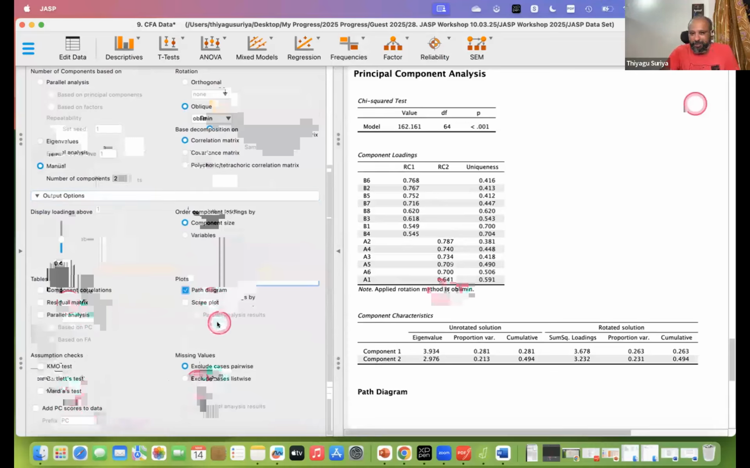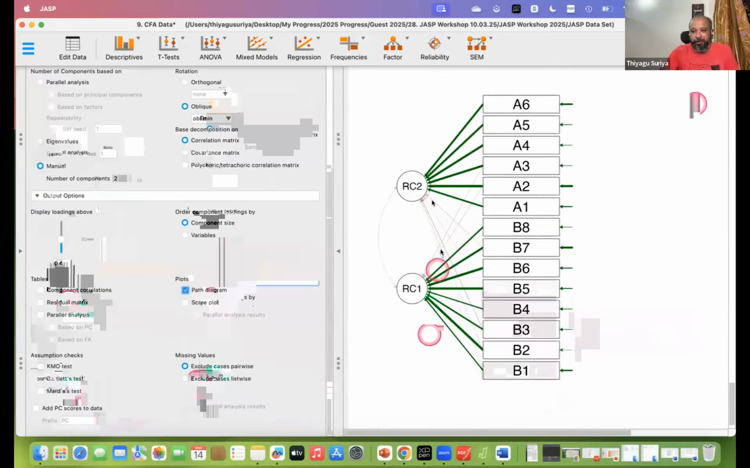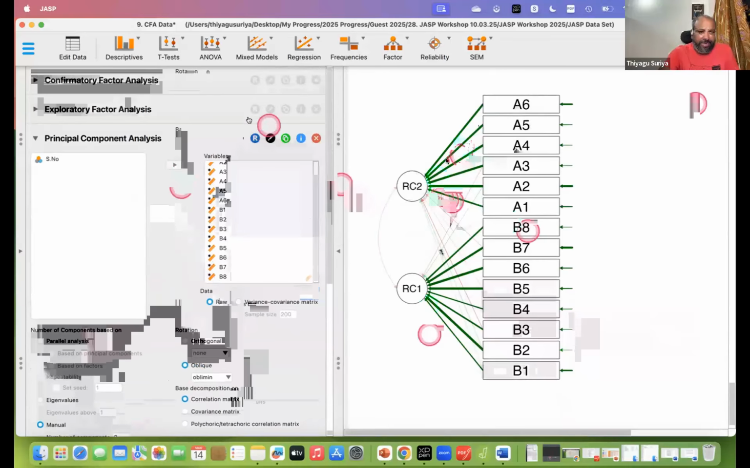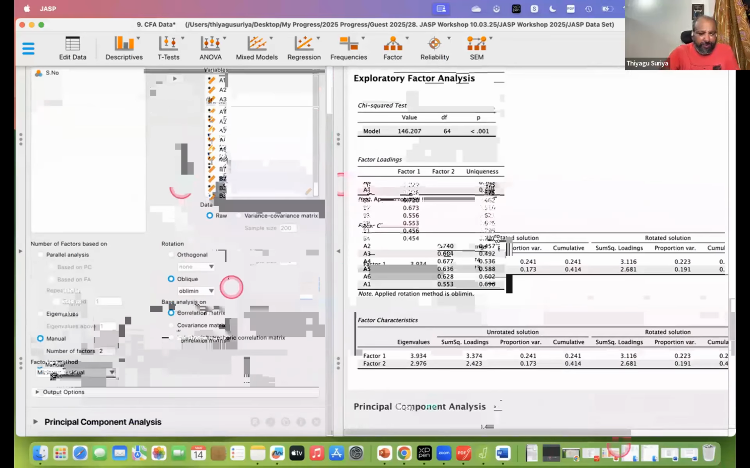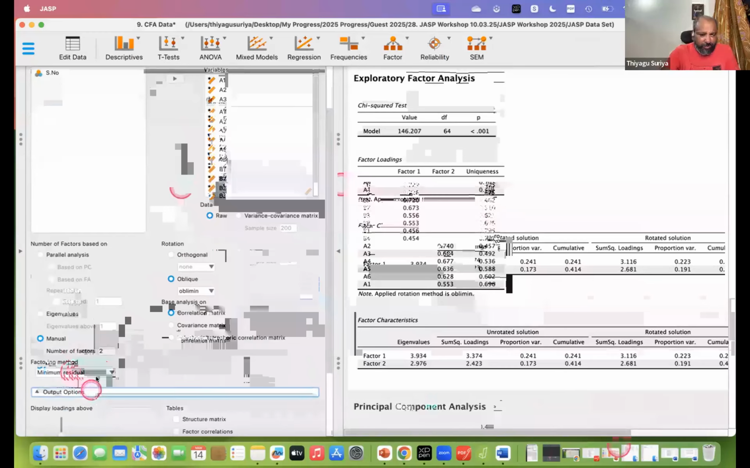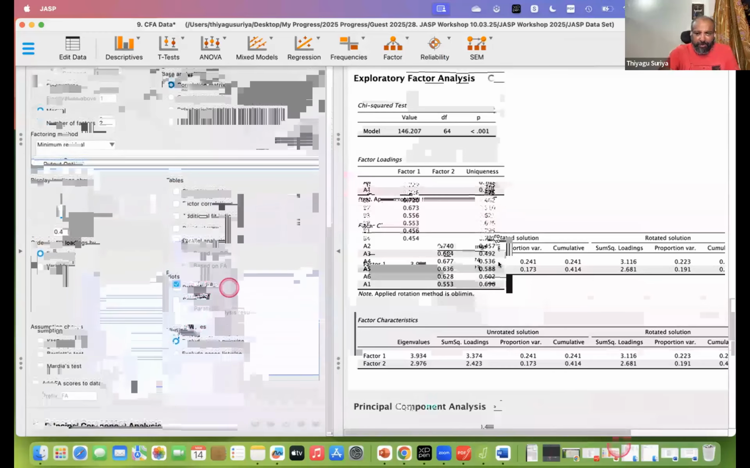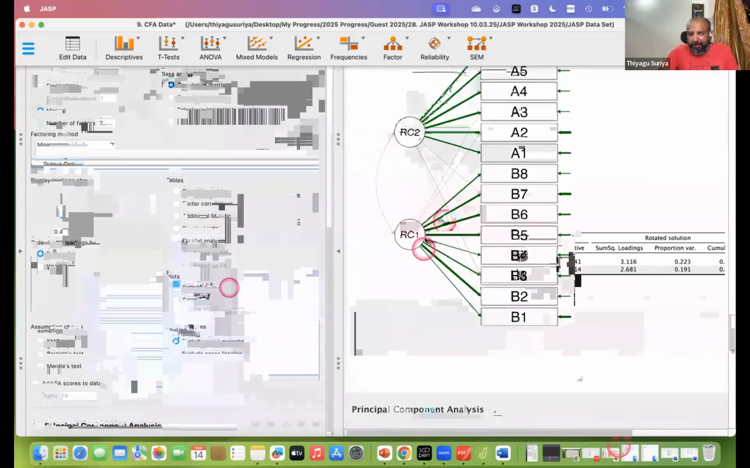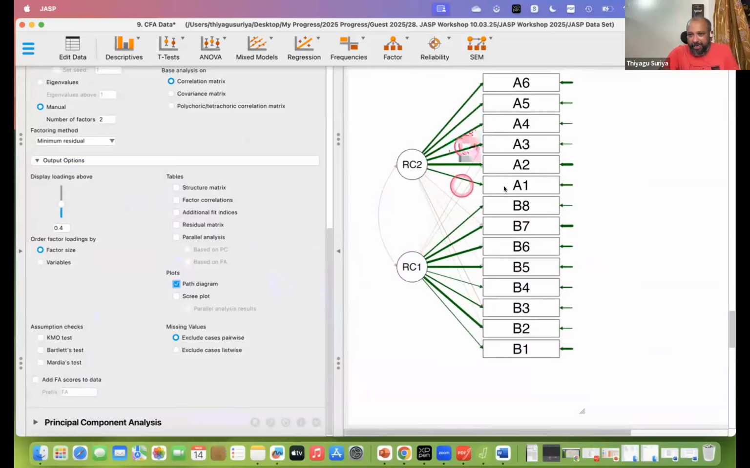When you do the path diagram for this, you can see the difference between the arrow marks, these directions. In principal component analysis, the items drive the factors. But you can go with the path analysis output option. Now you can see the diagram, where the components are deciding the items.